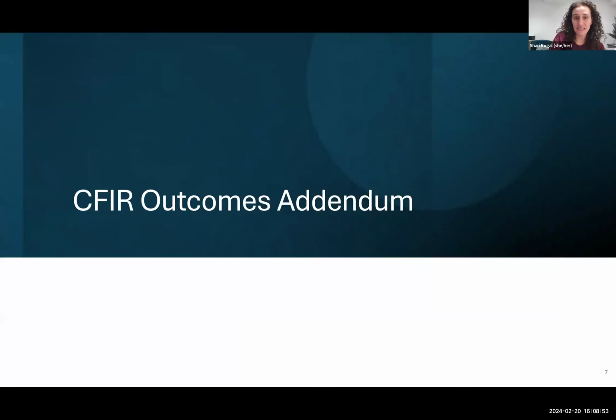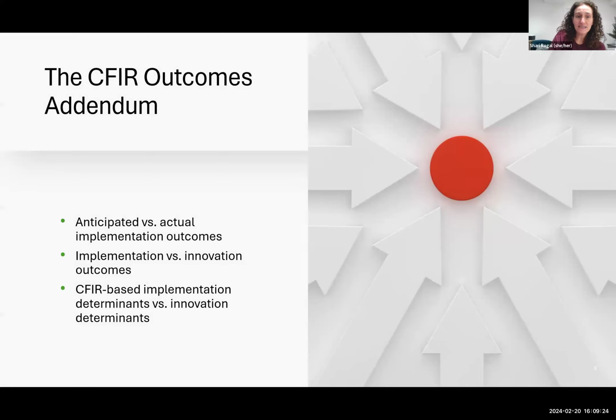So we're going to talk about the outcomes addendum first. The reason is that, and Caitlin can talk more about this at the end of the talk, this became a really big issue: they actually considered making implementation outcomes another domain of CFIR, because you can't really think through your determinants without knowing what you're trying to implement and what outcome you're trying to address.